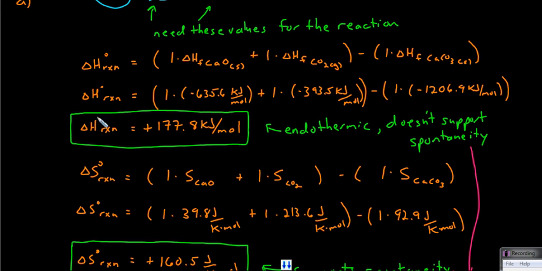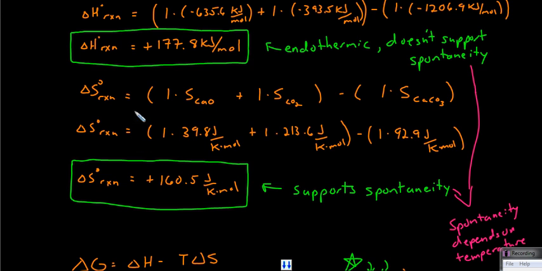You recall that the heat of the reaction is equal to the heats of formation of all the products minus the heats of formation of all the reactants. And so consider the coefficients in those reactants. They are all 1. And then use their heats of formation and plug in, and you can find the heat of the reaction is equal to positive 177.8 kilojoules per mole. And you also recall that the entropy change of a reaction is equal to the entropy of the products minus the entropy of the reactants, and account for the coefficients in the balanced chemical equation. You find that the entropy change of this reaction is positive 160.5 joules per Kelvin mole.